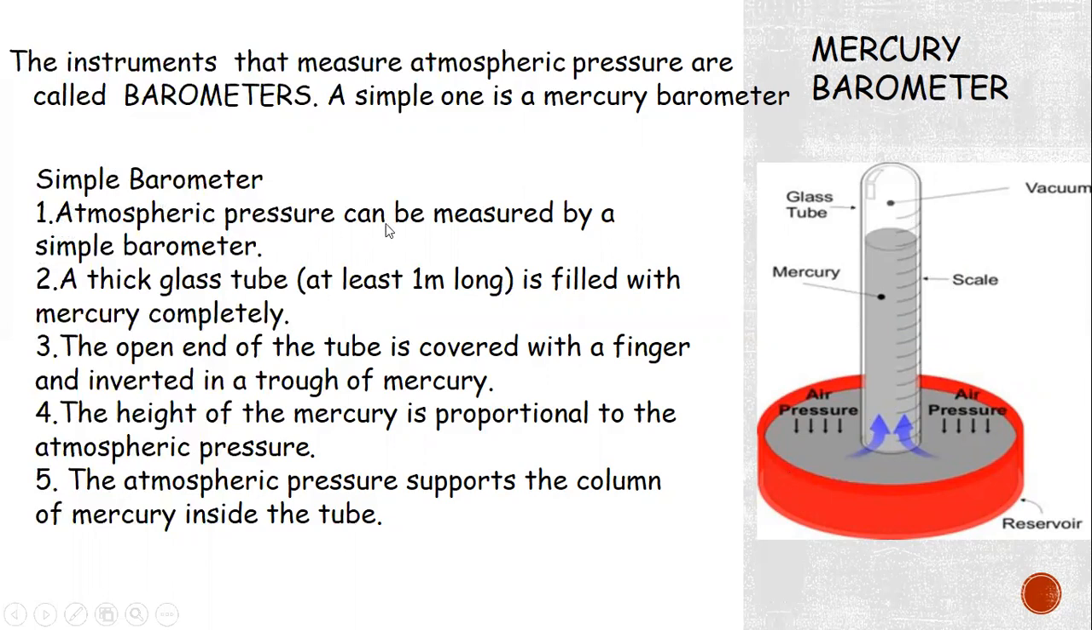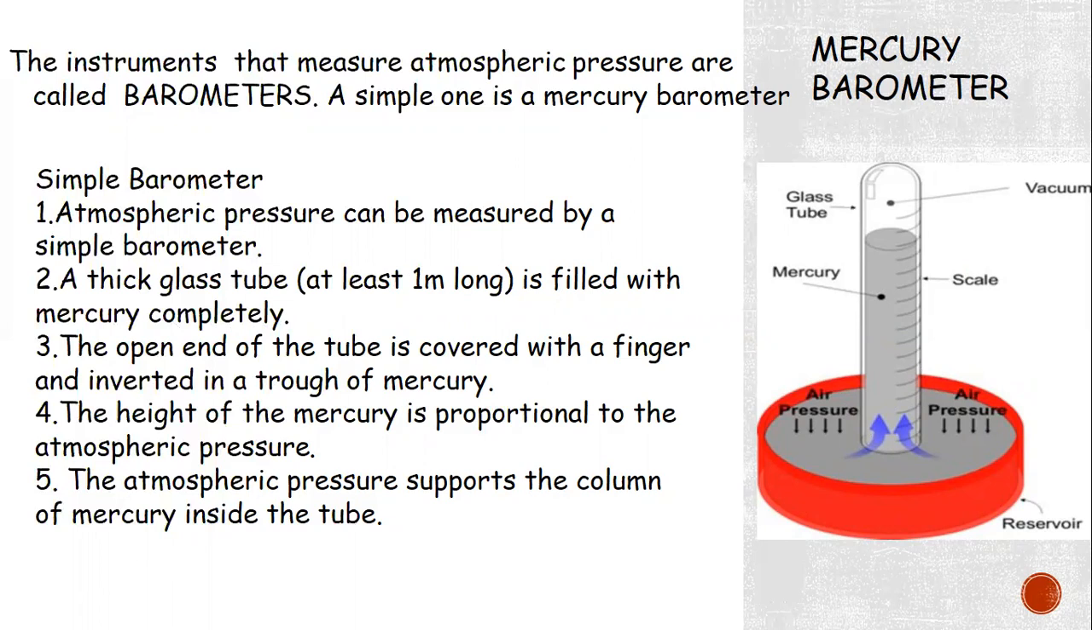Atmospheric pressure can be measured by a simple barometer. It is a thick glass tube, at least 1 meter long. It's filled with mercury completely. And why we use mercury is that it is the densest liquid, which makes it feasible so that the length of the mercury column will remain small.